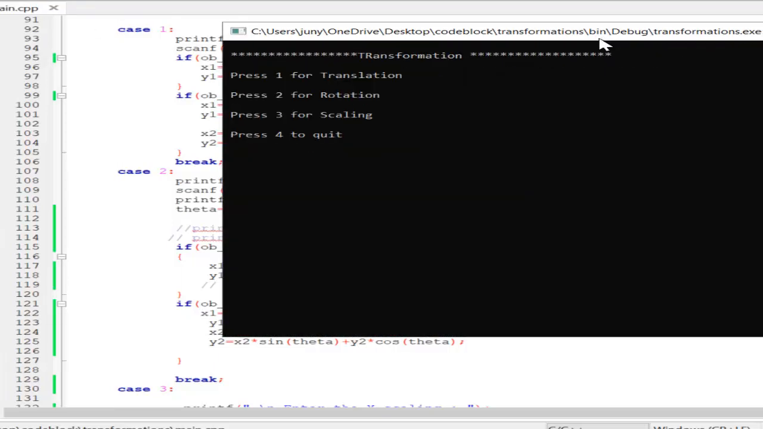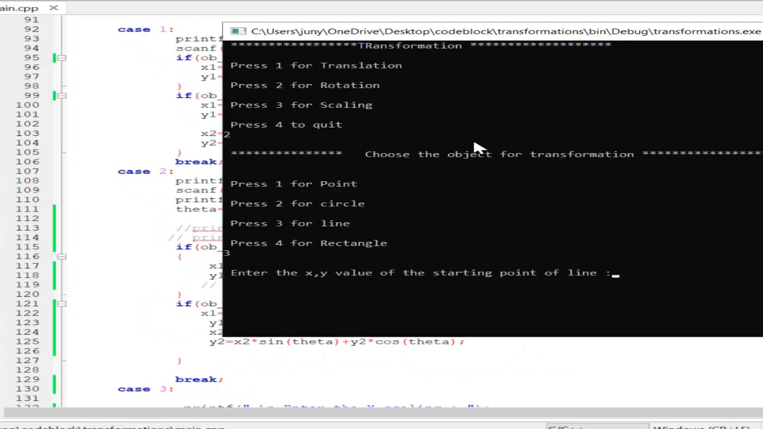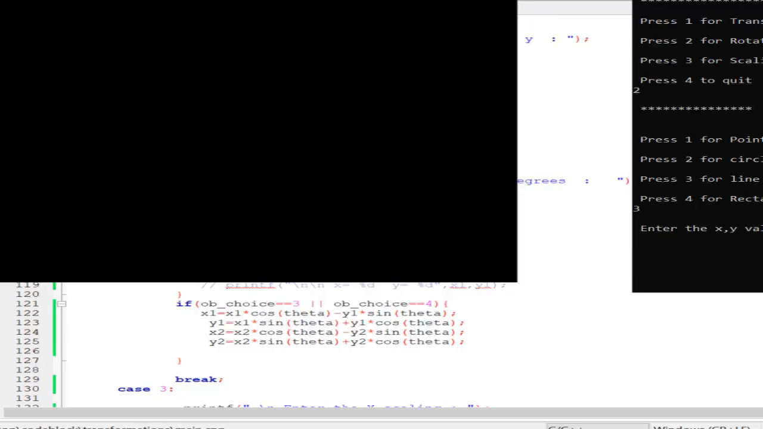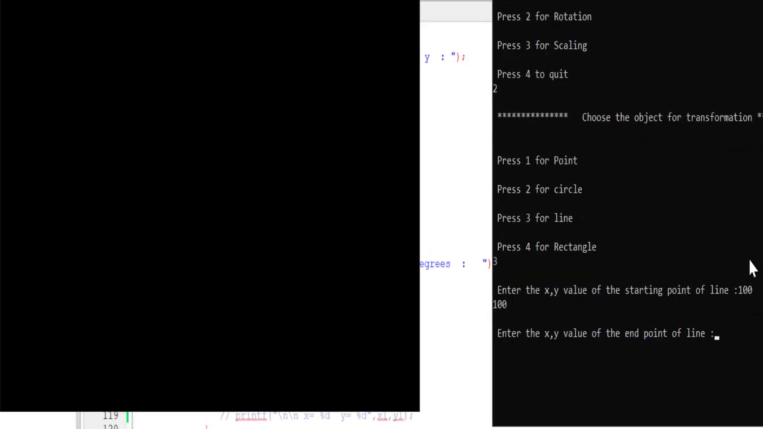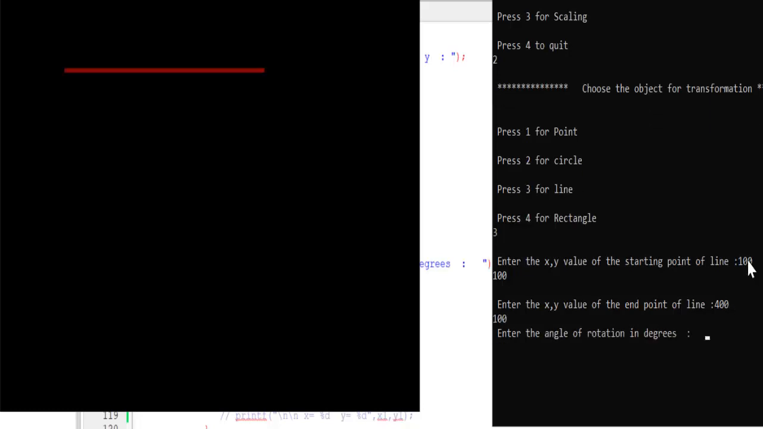So if I give it a go here, and now I'm saying that I want rotation. Maybe this time I choose the line. Now it's asking for the starting coordinates of a line, because a line has two coordinates, start point and end point. Maybe 100 is my start point. Let the increase in x be 400, but y the same, so it will be a straight line, as you could see. Now I want to rotate the angle, that's why it's asking for the rotation, because I have chosen the rotation here too.